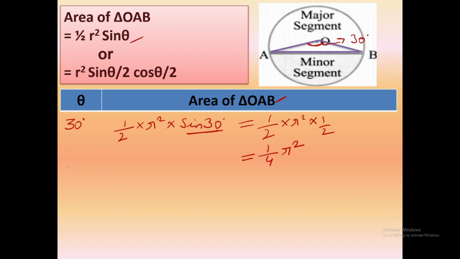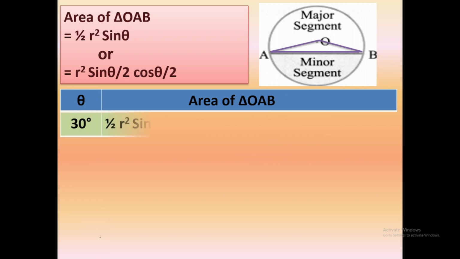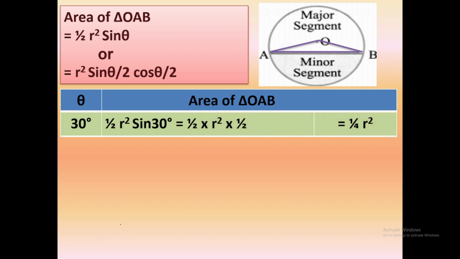Now, if theta is 45 degree, see this first. Hope this is clear to all of you. If theta is 30, then in place of sine 30 we have mentioned half. So it is half into half is 1 upon 4 and this is r square. So when theta is 30, in that case area of triangle will be 1 upon 4 r square.